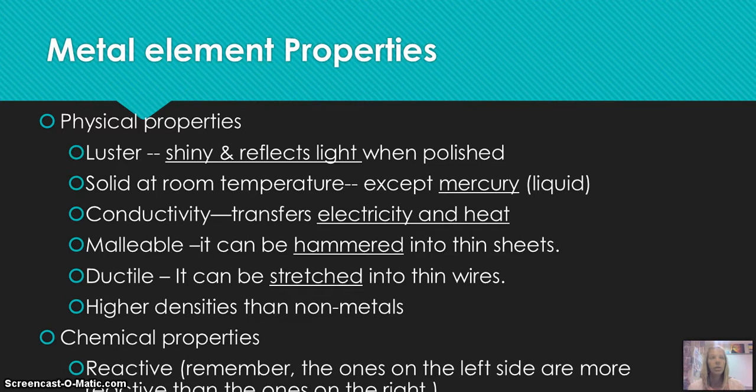Silver, gold, iron, all those are shiny and reflect light. They also can be solid at room temperature except for one. So all of them are solid except for one, and that's mercury. Mercury at room temperature is a liquid.